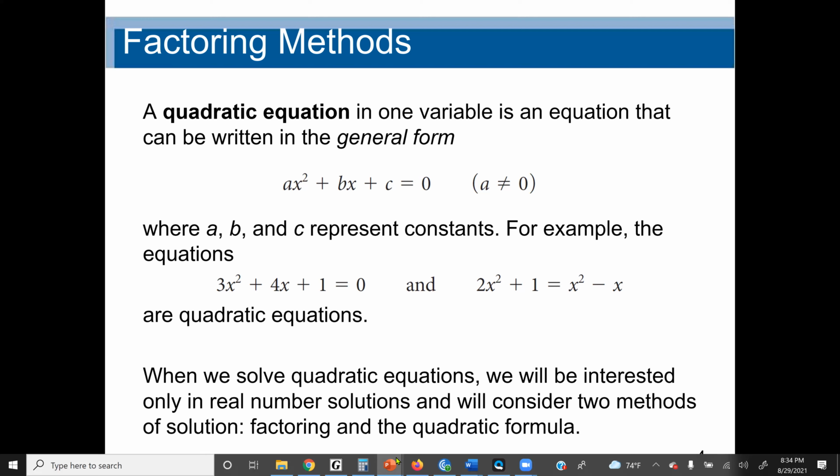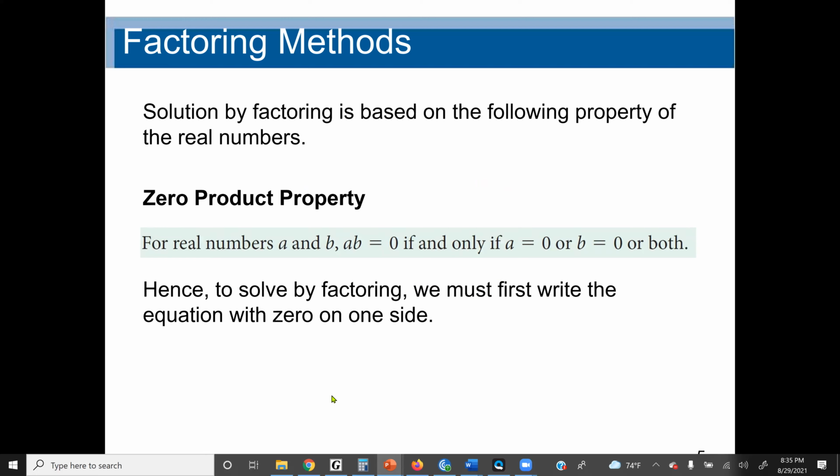So here they say when we're solving a quadratic equation, we will be interested only in the real number solutions. And we will consider 2 methods of solving it. First, we shall start with the factoring method, and second, we will do the quadratic formula. Solution by factoring is based on the following property of real numbers. First, we should know the zero product property. For any real numbers, let's say a and b, a times b will give us 0 only if a is 0 or b is 0 or both of them are 0.